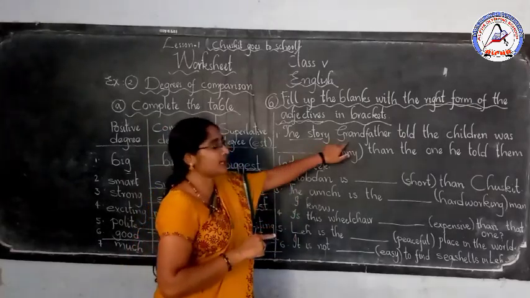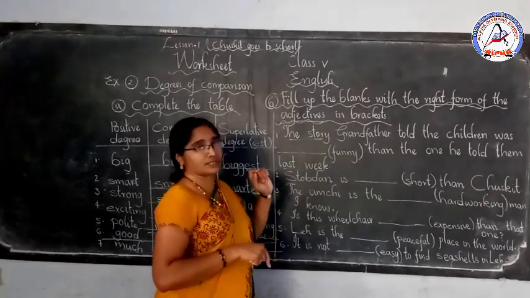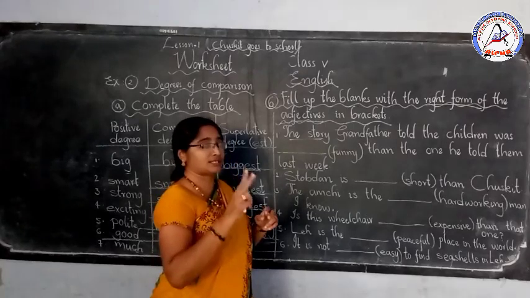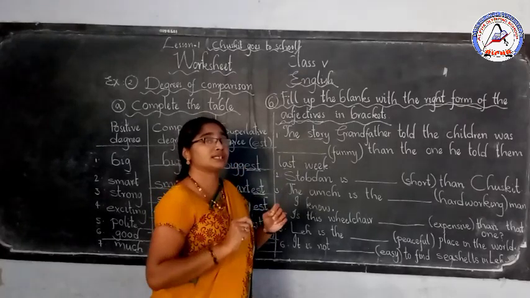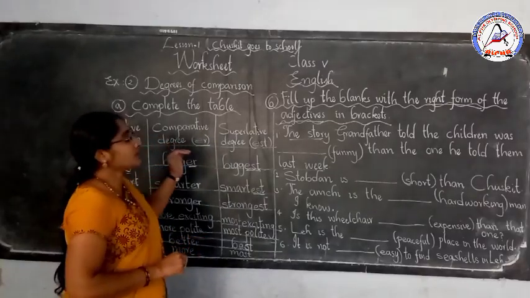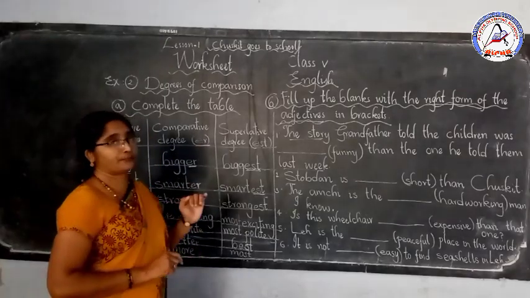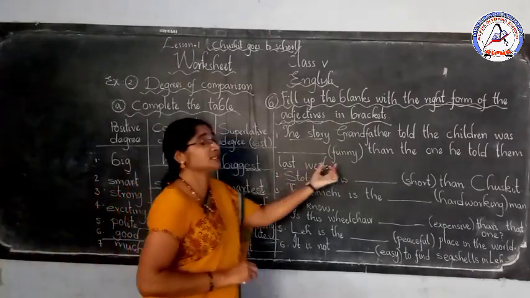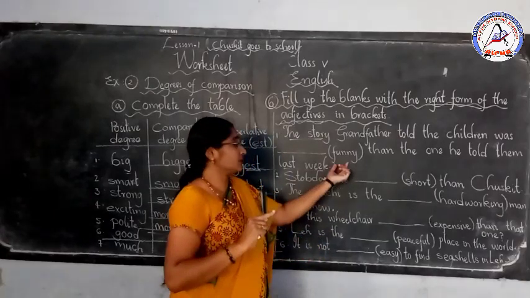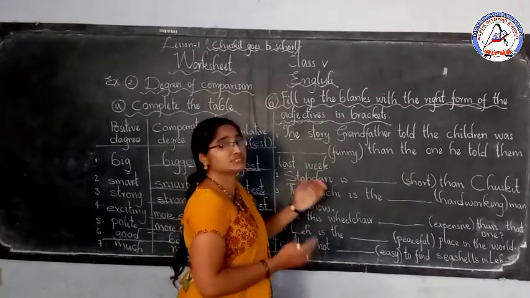Who told the story is grandfather. Grandfather told one story now and one last week. So two stories. When we are comparing between two things or two people, which degree is used here? Yes, the comparative degree. So what you have to do is add er or put more. You add er if the word is a one syllable word. If the word is more than one syllable, you will use more. Okay, let us see which one is suitable.